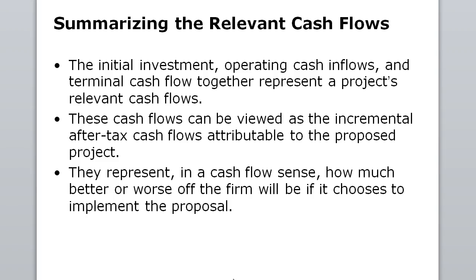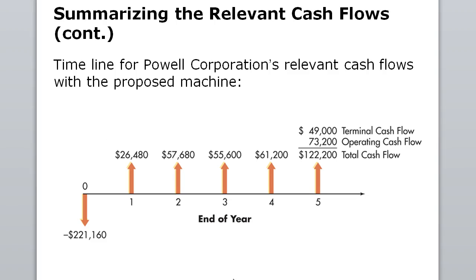And they represent a cash flow sense of how much better or worse the firm will be by implementing this new project. So the incremental cash flows are basically just saying, are we better off with this new business, store, or asset? And we can only tell that by looking at the incremental cash flows. So here, if we have a timeline, here's the initial investment, the incremental cash flows, and then the terminal cash flow. So we have the operating cash flow for year 5 plus the terminal cash flow gives us the total cash flow for year 5.